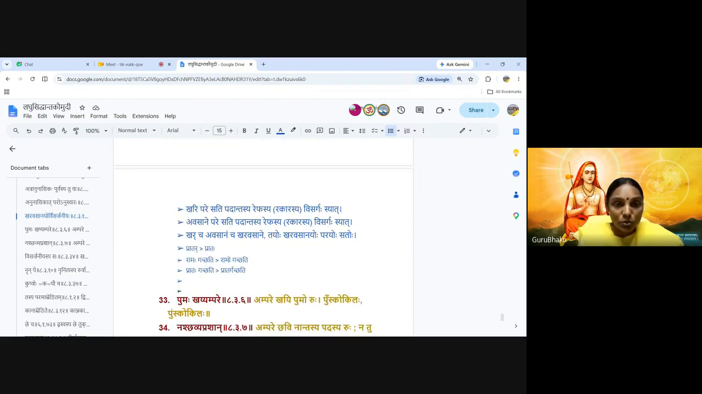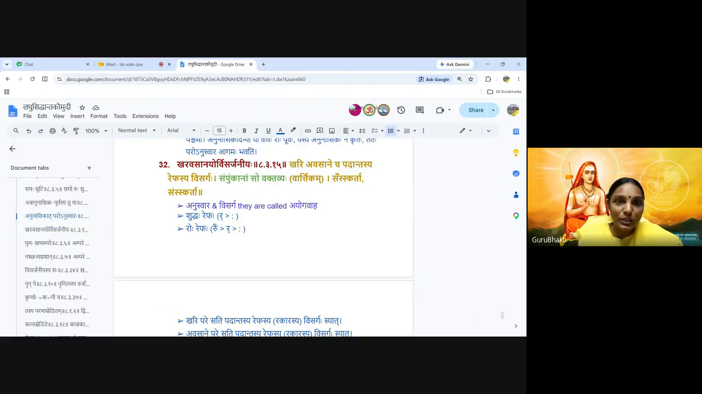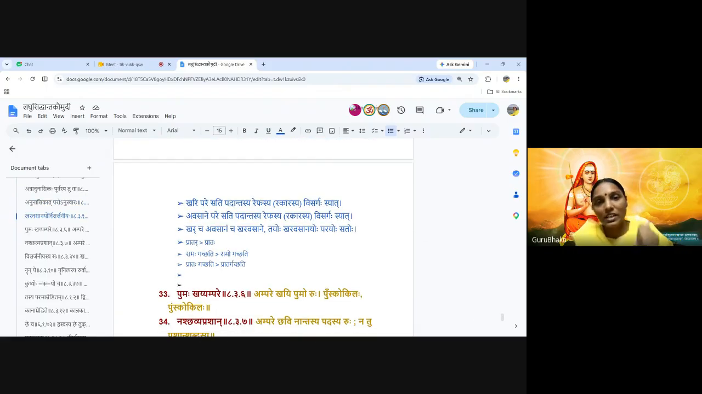So if we split it into two: Khari pare sati padantasya refasya visargah syat. This is one. Avasane pare sati padantasya refasya visargah syat. So padanta refa, when it is followed by khar pratyahara, that refa will be changed into visarga. That is one point. Second point is padanta refa, if it is at the end, then also that refa will change into visarga. Here Kharavasanayoh is there, no? That samasa has been given as kharcha avasanam cha kharavasane, tayoh kharavasanayoh parayoh sati.